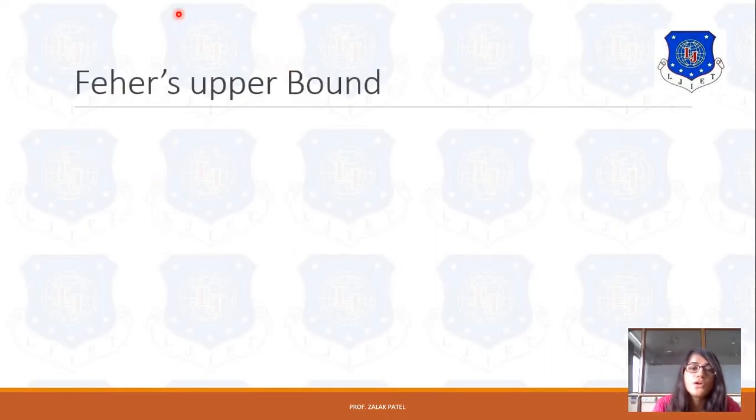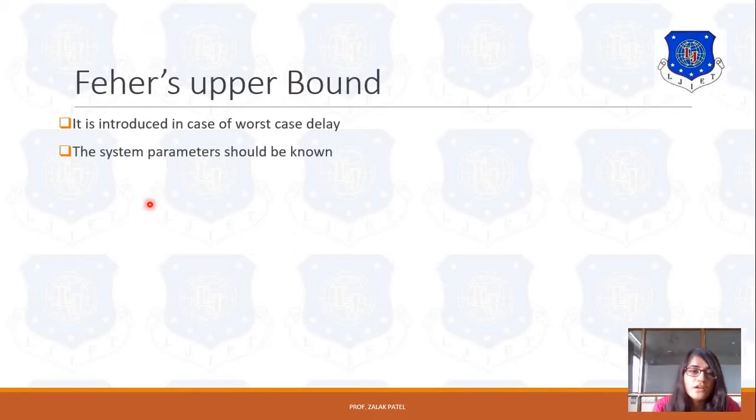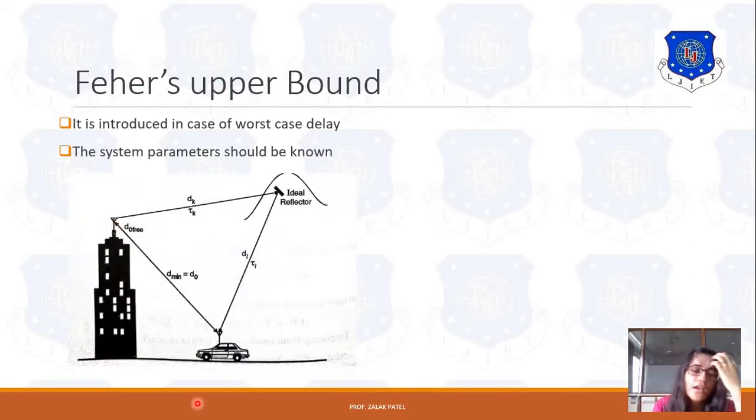Far's upper bound. In this case, first consider this figure, where again there is one transmitting antenna over this building and one receiving antenna over this car. The major application of Far's upper bound is that it is used to calculate the worst case delay, and for this a system parameter should be known. Now what are the system parameters that should be known for Far's upper bound?